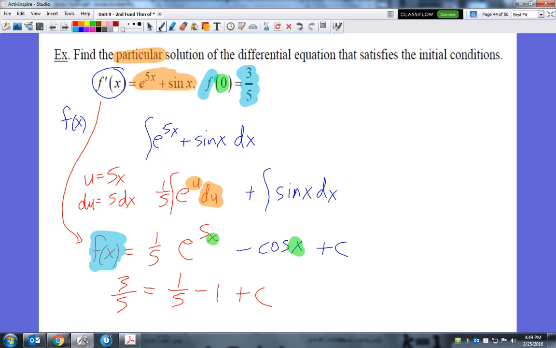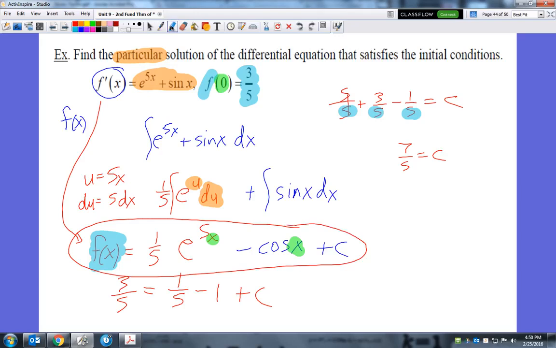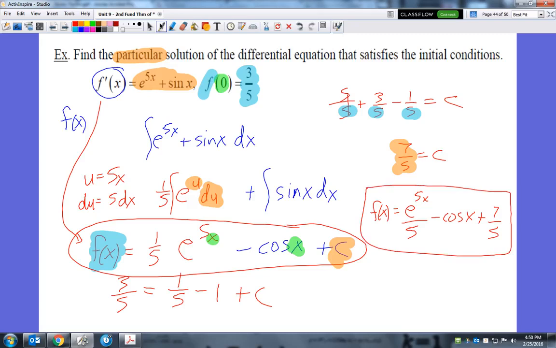Okay, so let's go ahead and combine this together. So I'm going to add 1 and subtract 1/5. So I'm going to add 1 over there plus 3/5, and I'm going to subtract 1/5. This is going to be c. And from here I could say this is 5 over 5 because it's a form of 1 that I'm trying to get the common denominator for. 8 minus 1 would be 7/5 is c. So my answer, this is a general solution right now. It will become particular or more exact when I write in the value for c. So the particular solution, my final answer is f of x is equal to e to the 5x over 5, just a different way to write it, minus cosine of x plus 7/5. And that should be your answer right there.